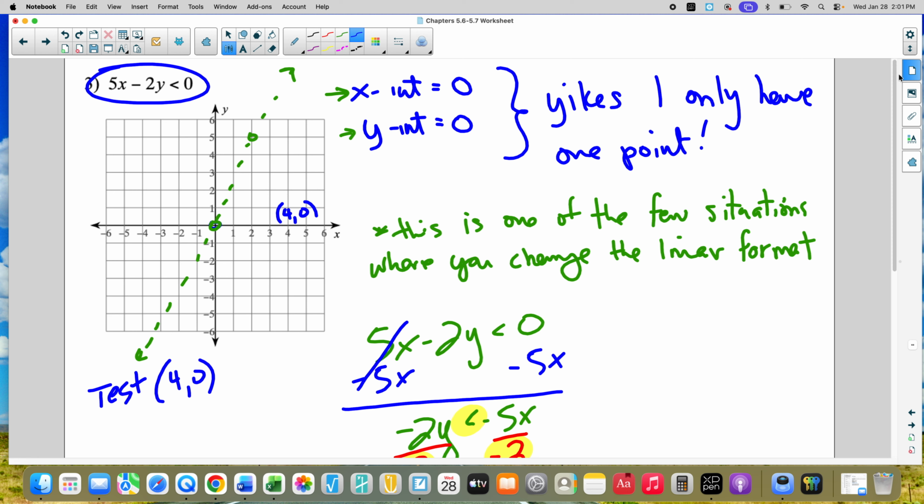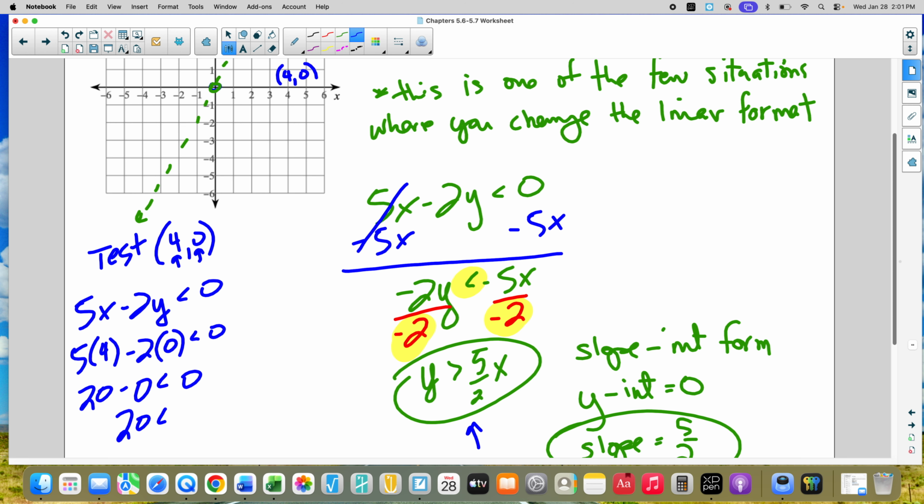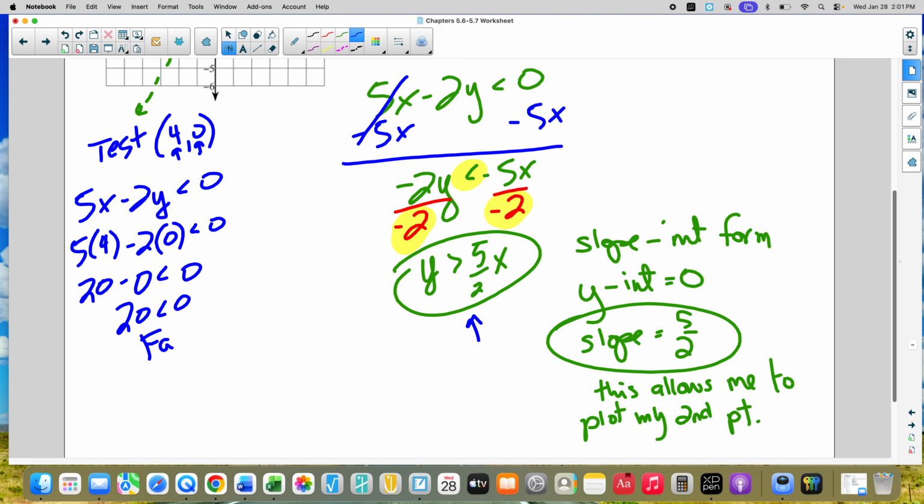This one I know is 100% correct because that's the one given to me. So I'm going to test using this. I'm going to use this one to be safe. So I have 5x minus 2y is less than 0. I'm going to plug in 4 for x, and I'm going to plug in 0 for y, and I'm going to simplify. 20 minus 0 is 20 less than 0? No, 20 is not less than 0. That is a false statement.